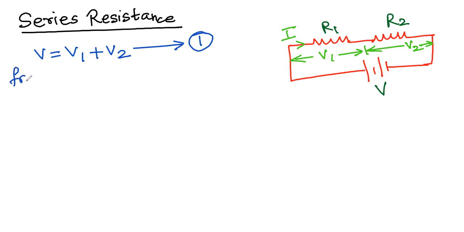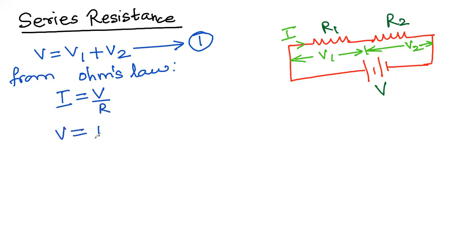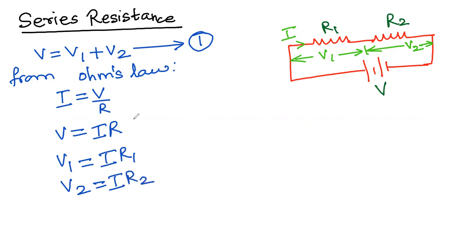From Ohm's law, we know I is equal to V over R, or we can say V is equal to IR. Now, if you take a look at the circuit, we can see that the current that is passing through R1 and R2 is I, whereas the voltages are V1 and V2 respectively. So using that in this expression, we can write V1 is equal to I times R1. Similarly, we have V2 is equal to I times R2. So all these I label as equation 2.